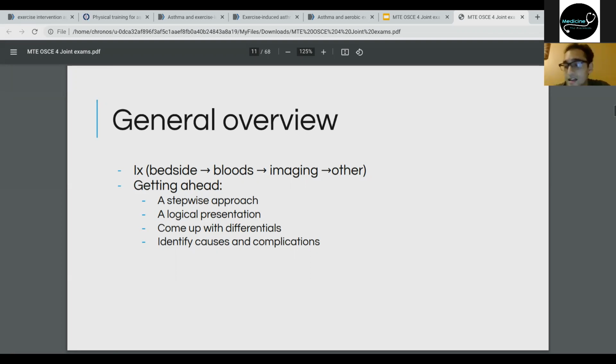The things that differentiate people who just about pass to people who really excel in these exams are for you to have a stepwise logical framework, for it to be smooth, for your differentials to nicely match what you've presented as your findings, and for you to be able to speak on those differentials about what may be the causes and what are the further complications of that pathology.